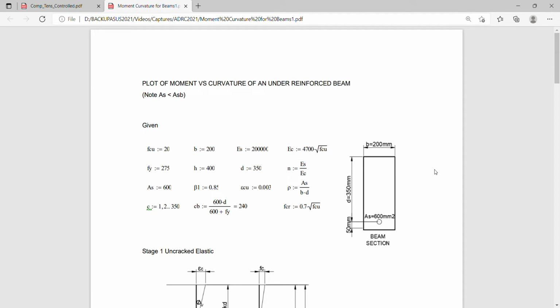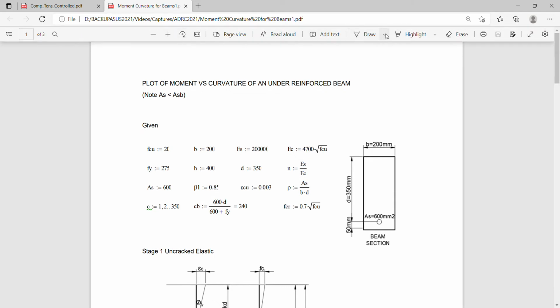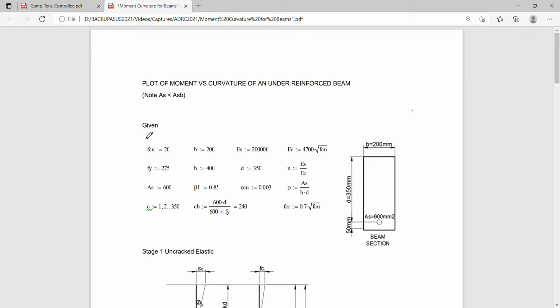So for the given assumptions and parameters here, we take note that this plot of the moment versus curvature is for under-reinforced beams. Okay, wherein this AS that is provided is always less than the balance condition. So without taking into consideration the provision of the code wherein a maximum steel area is the basis for assurance of ductility.